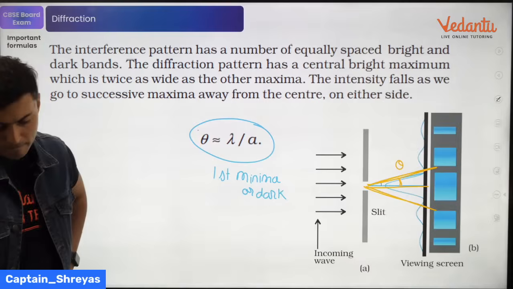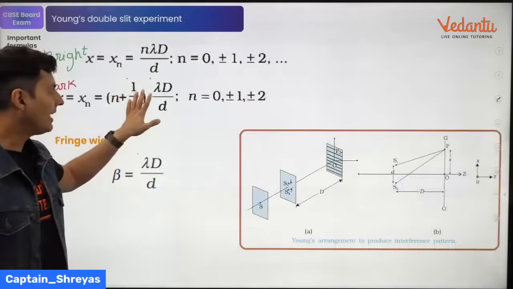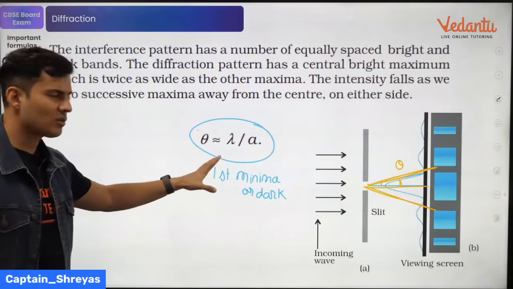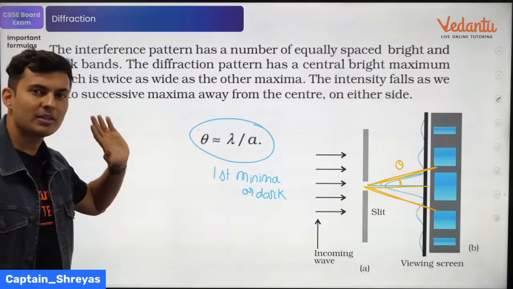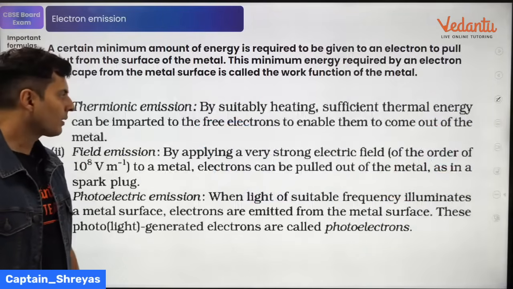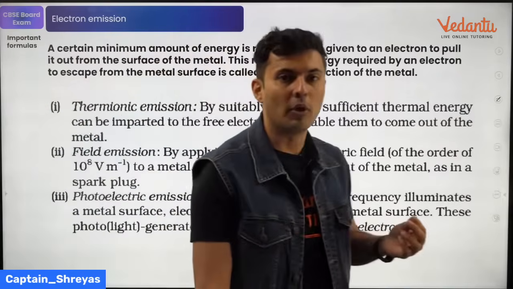Yes, bright and dark both have different formulas for YDSE, but in the diffraction pattern, you should just know the formula for the first minima. That is more than enough. They are not going to ask you maximas and so much. Okay, very important. Now, slowly going to modern physics, guys.